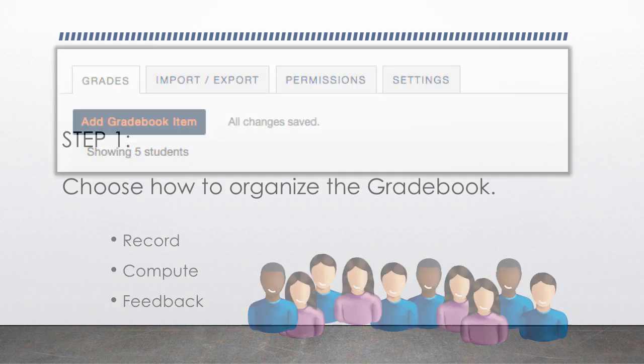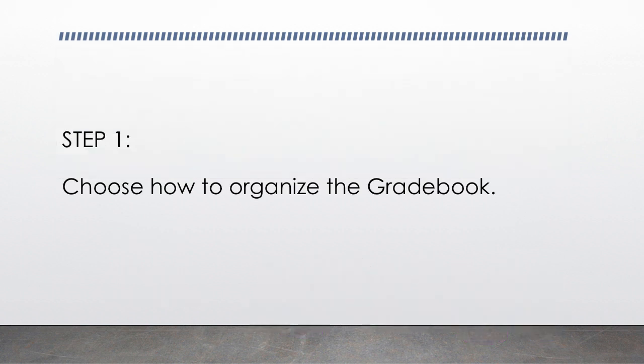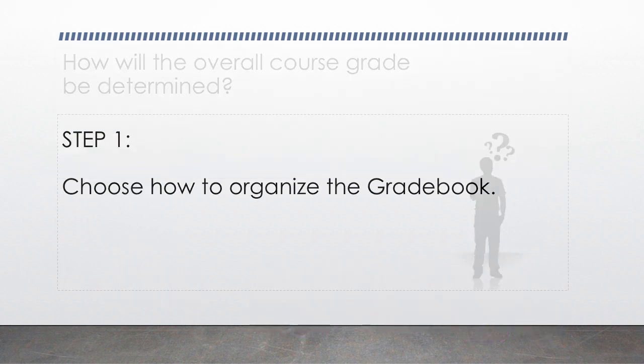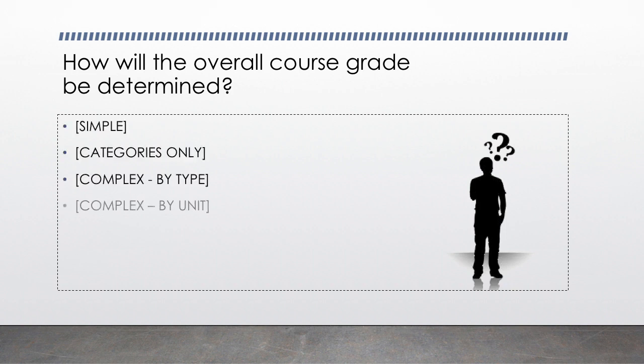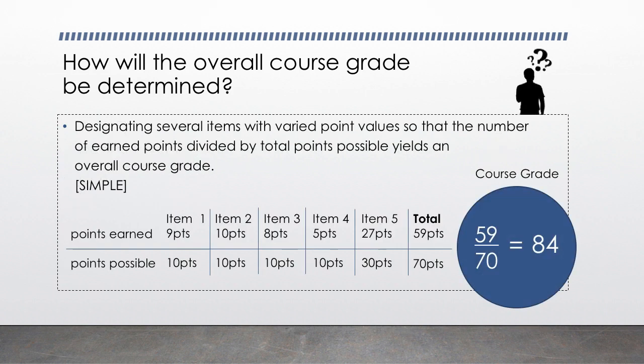Step 1. Choose how to organize the gradebook. As an instructor or course designer, one of your tasks is to make a determination on how a student's overall course grade will be calculated. It's important to define what sort of grading framework you'll be using to determine a student's overall course grade. This can be done in any number of ways, including designating several items with varied point values so that the number of earned points divided by the total points possible yields an overall course grade.